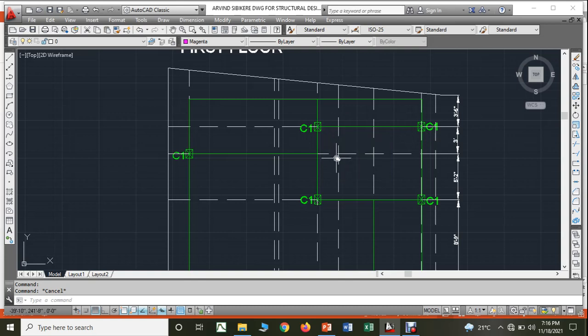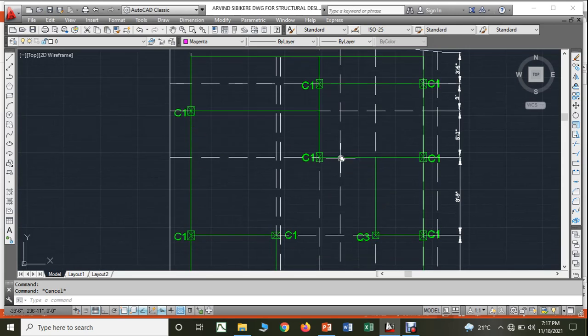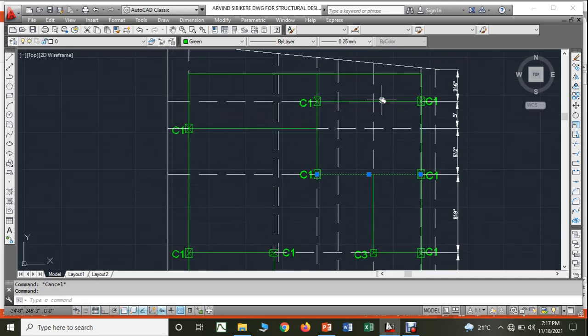Now if you see, when a beam is connected between two columns, we are going to call that the mother beam or the primary beam. For example, if you see this beam, we are going to call it a mother beam or a primary beam, because this beam is connected between two columns. This beam also we consider a mother beam or primary beam, because it is also connected between the columns.